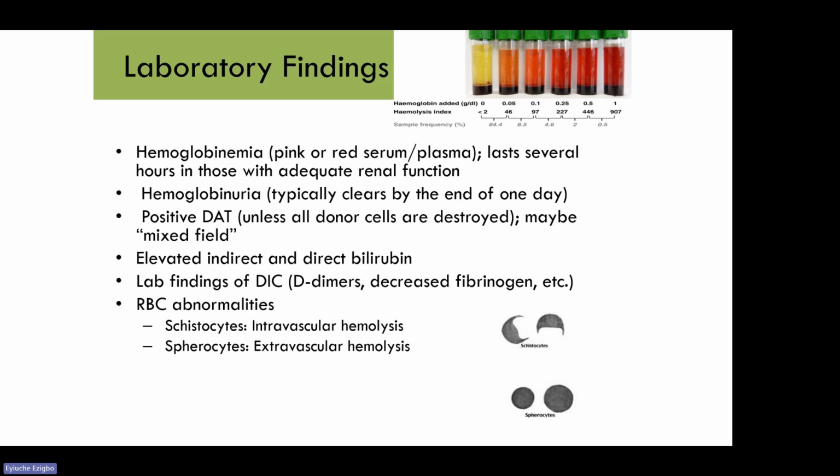Red blood cell abnormalities, we say schistocytes. If intravascular hemolysis is occurring, we have more of schistocytes, the helmet red cells. But if the hemolysis is extravascular, we have more of spherocytes. The red cell looks more like spherocytes.